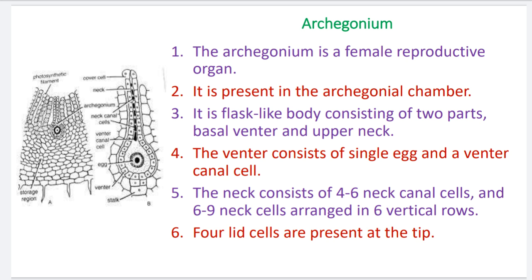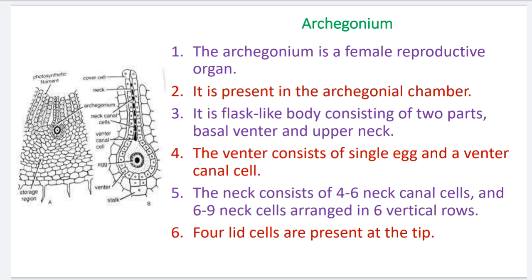The venter consists of the venter canal cell, and at the base the egg is there. The egg has the haploid female nucleus, and it is the female gamete. Sperm is the male gamete and egg is the female gamete. The egg is a non-flagellated, non-motile structure, but the sperm is a motile, flagellated structure.